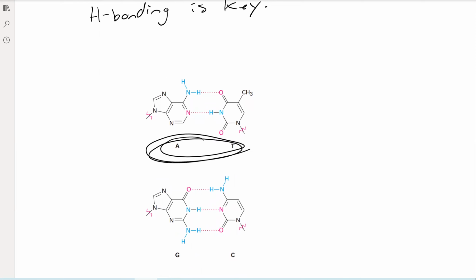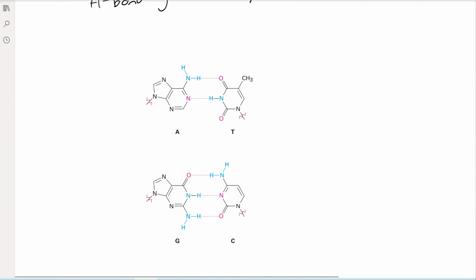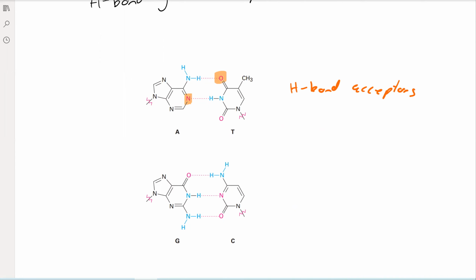Here's A and T. And you can see why they match up. They have two hydrogen bonds, whereas G and C have three hydrogen bonds. So that helps them keep from mismatching. You can see that we have hydrogen bond acceptors. Right, so they don't have the hydrogen, they have the lone pair that coordinates with that hydrogen. And then we have hydrogen bond donors.